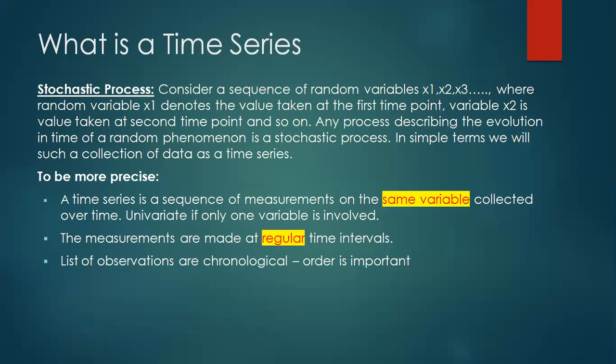So a few more words on the screen: a time series is a sequence of measurements on the same variable collected over time. Univariate if only one variable is involved. The measurements are made at regular time intervals. If I were to make the temperature measurement at 12 o'clock, 1 o'clock, and then at 3 o'clock and 4 o'clock, that is not a time series. A time series needs to have data collected at regular intervals and not at irregular intervals. Next, the observations that are being captured should be chronological. So there is a meaning to why the time has to be chronological, and the importance of this we will understand when we are actually forecasting.